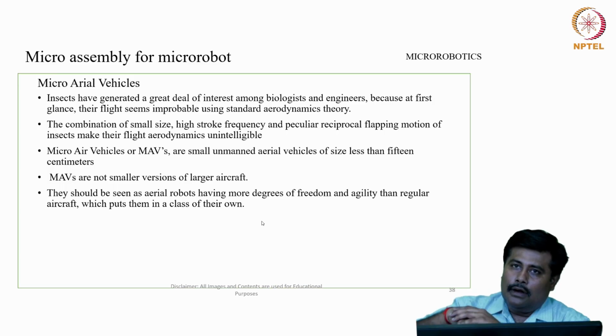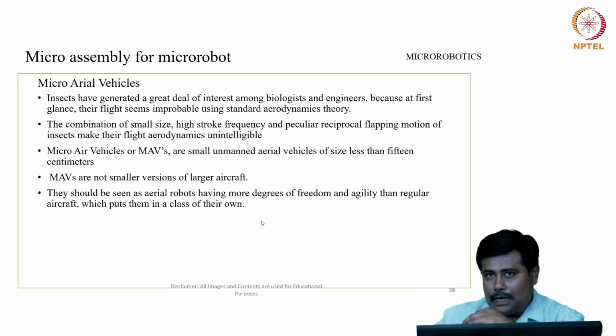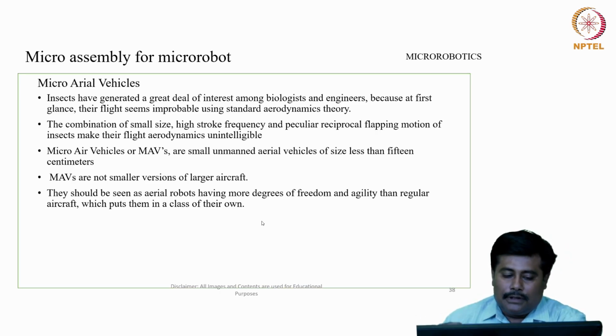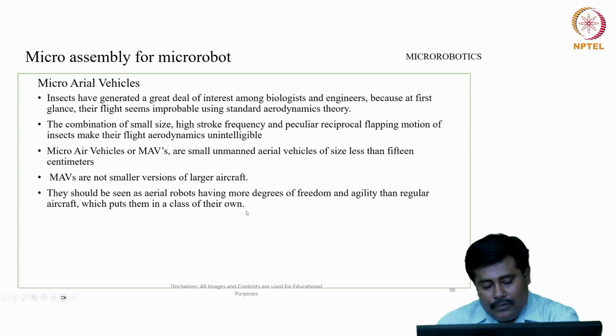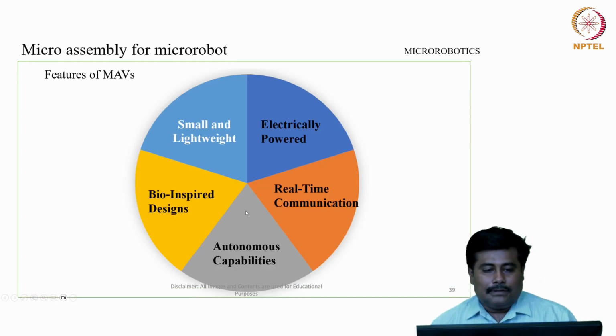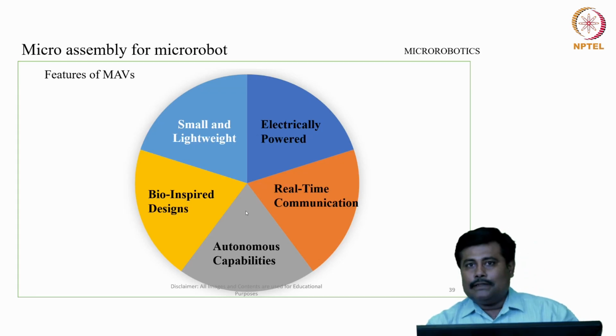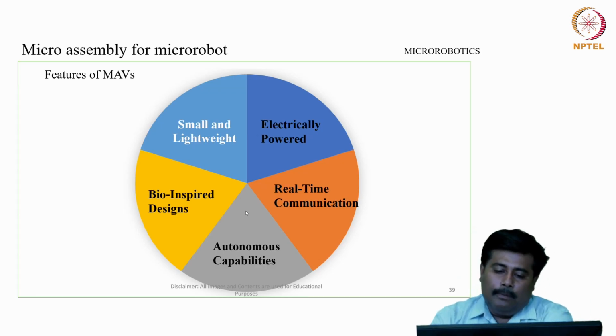So whatever disturbance or noises are generated, they can be countered appropriately owing to its agility as well as its flapping characteristics. Now, when we look into the features of MAVs, as I discussed earlier, one important feature is that they are small and lightweight.